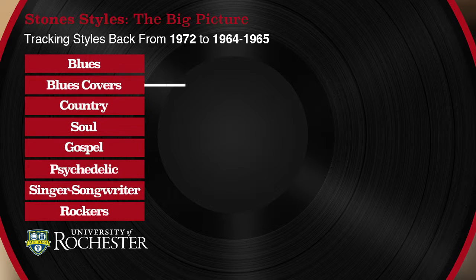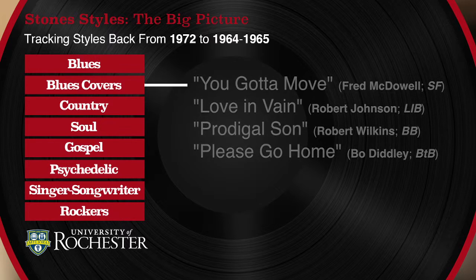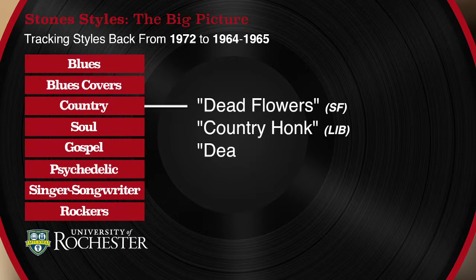How about blues covers? Well, on Sticky Fingers, you've got You Gotta Move, their cover of Fred McDowell. Love in Vain on Let It Bleed, their cover of Robert Johnson. Prodigal Son on Beggar's Banquet, their cover of Robert Wilkins. Please Go Home on Between the Buttons, their cover of a Bo Diddley tune. So you can take those blues covers, and of course, those blues covers can go all the way back to the very first recorded songs of the Rolling Stones in terms of cover versions. Let's follow the country strand back.